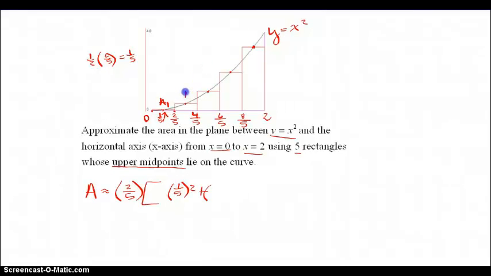Our second height comes halfway in between 2/5 and 4/5. And not surprisingly, that's 3/5, right? So we're going to plug 3/5 into our function. And the next one is 5/5, or 1, into our function. The height 4 comes from halfway in between 6/5 and 8/5. That's 7/5.